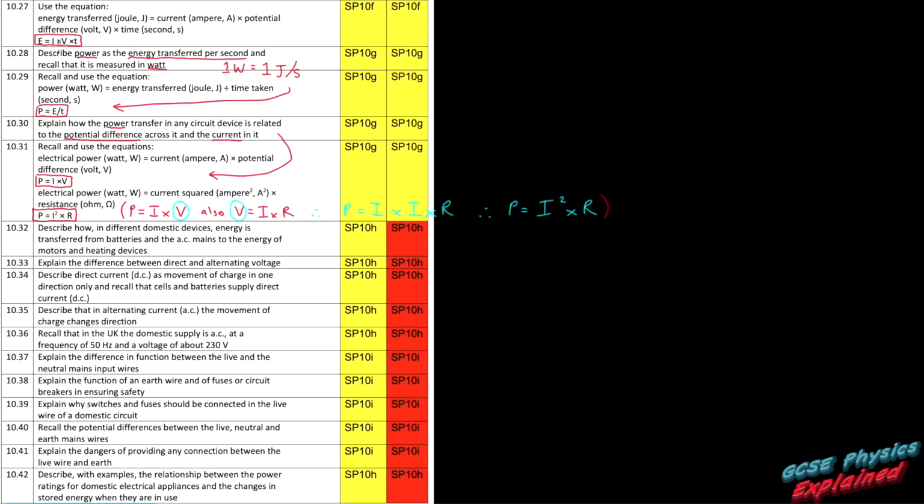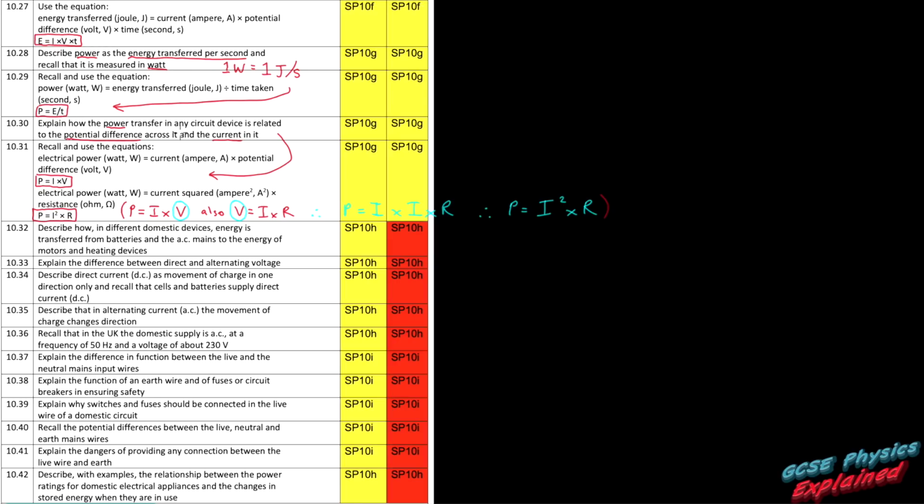Energy transferred equals the current times by the voltage times by the time. I like to say Emmerdale equals ITV, which is a channel in England that Emmerdale is on, which is a telly program. Describe power as the energy transferred per second and recall that it's measured in watts. Recall and use the equation for power. So power equals energy transferred divided by time.